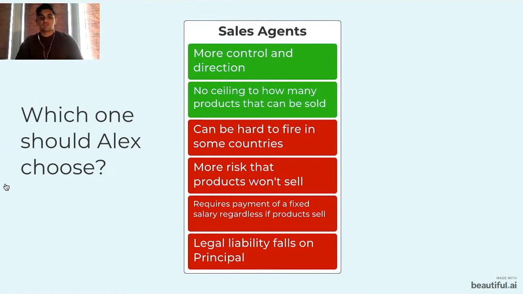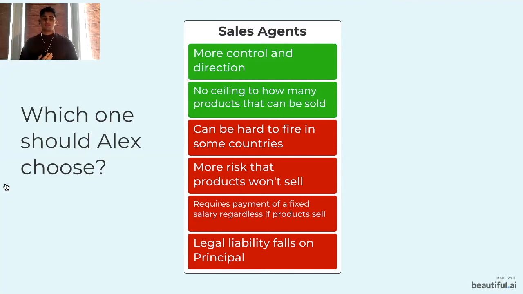And with an agent, there's a risk that the products won't actually sell, because of course it depends on how skilled he is. And what if they don't sell? That means that regardless, you'll have to pay him, because if he's tried, you need to pay the agent for their time. Yeah, you might not give him the bonuses and stuff, but you'll have to pay some sort of base salary. And so there's a possibility that you could be losing money every year with sales agents.